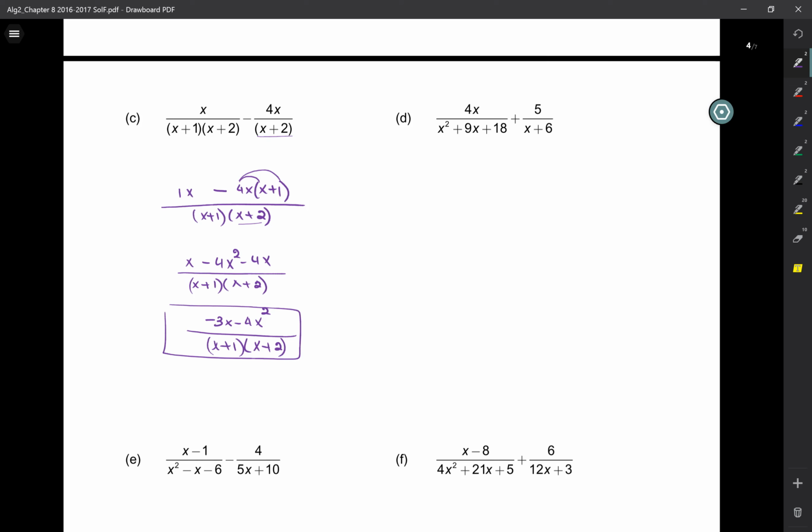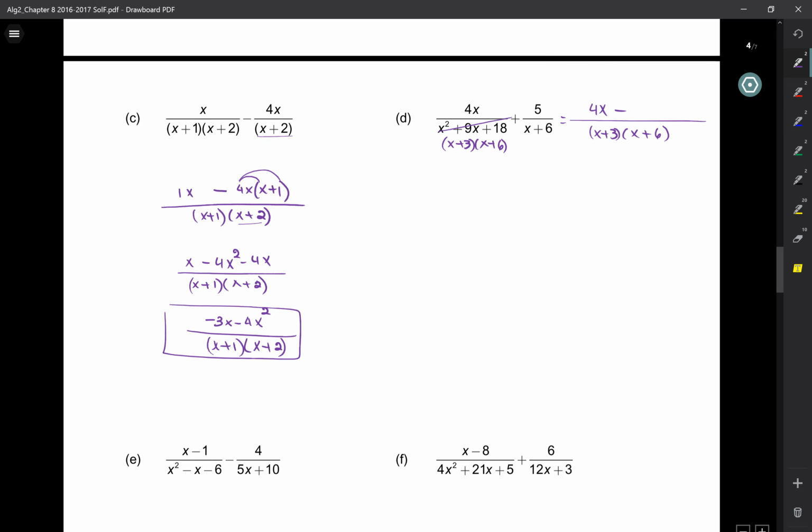Let's factor this next denominator. X plus 2, x plus 6. So the common denominator is going to be x plus 2, x plus 3, x plus 6. So now, this denominator divided by the first one, we have 1 left over. 1 times 4x is 4x.